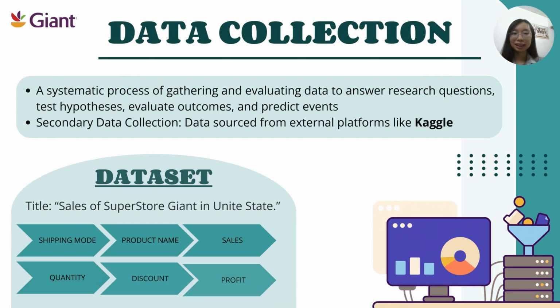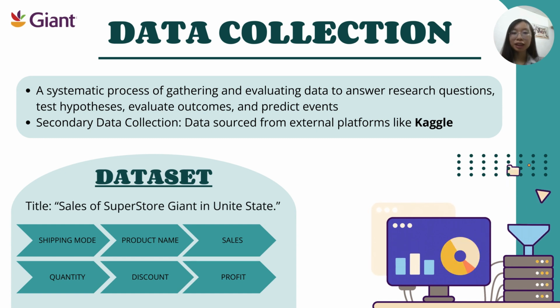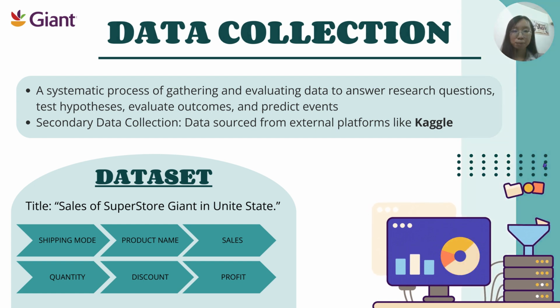Data collection is a systematic process of gathering and evaluating information to address research questions, test hypotheses, evaluate outcomes, and predict future events. In this research, we use secondary data collection with data sourced from Tankers. The dataset used in this research is titled Sales of Superstore Giant in the United States and includes key metrics such as customer name, shipping mode, product name, sales, quantity, discount, and profits.